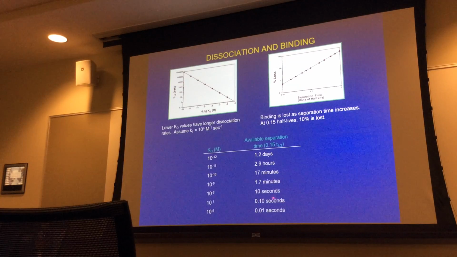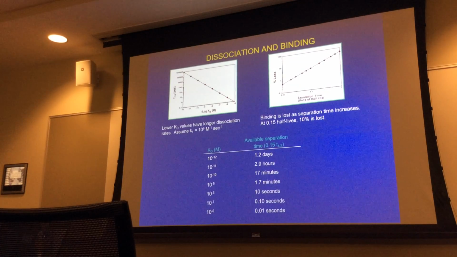But let's say you were doing a radioligand binding with a radiolabeled neurotransmitter like norepinephrine or radiolabeled acetylcholine. The affinity of that is 10 to the minus 6. You have 0.01 seconds in order to proceed with that experiment before you get more than 10% loss of your radioligand. So you would never use labeled acetylcholine or labeled norepinephrine to do a radioligand binding experiment because you simply don't have time to deal with it.